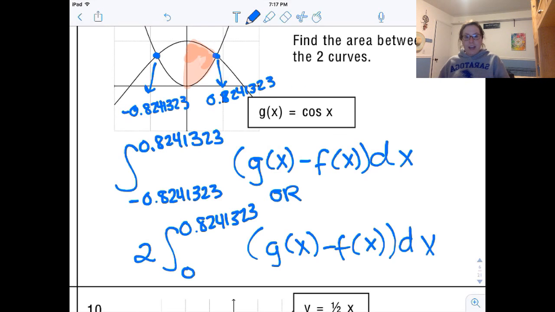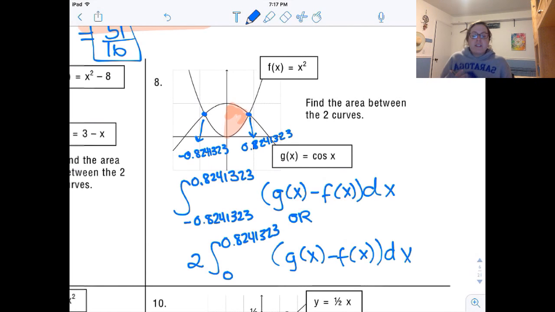So you could either say go from this negative to the positive value, or you could say go from 0 to the positive value and double it. Either of those are acceptable. It's just a different way to represent it. So if you see that, don't be alarmed. This came up in the stations. Don't let that freak you out, okay? Continue to send more questions as you have them.